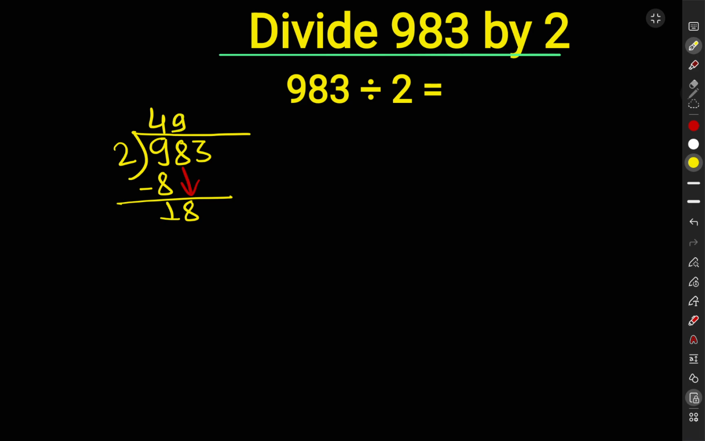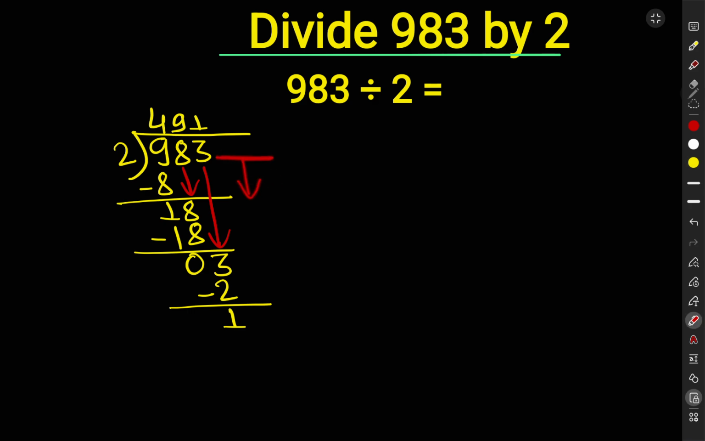So 2 times 9 is 18. On subtracting we get 0. So again we put down this 3 and 2 times 1 is 2. On subtracting we get 1. So now there is no other number to put it down.